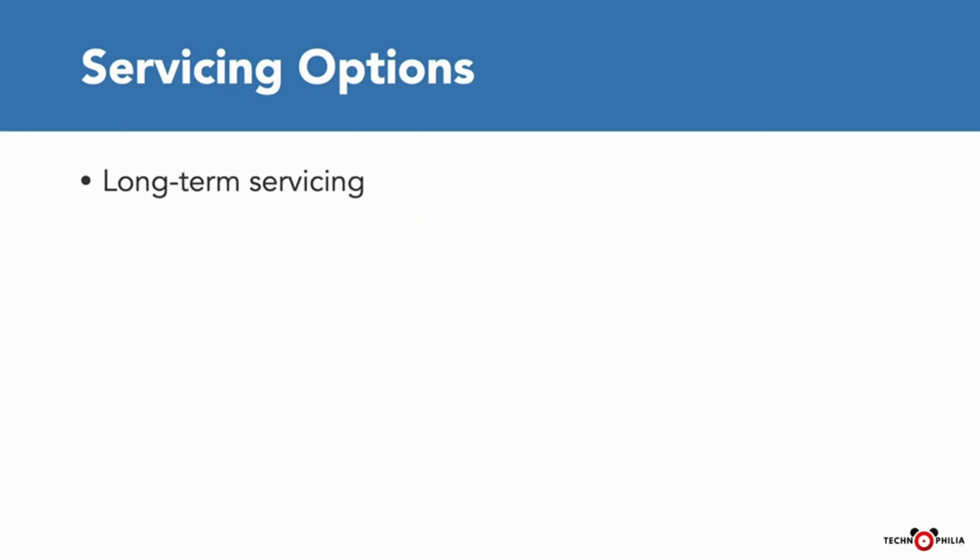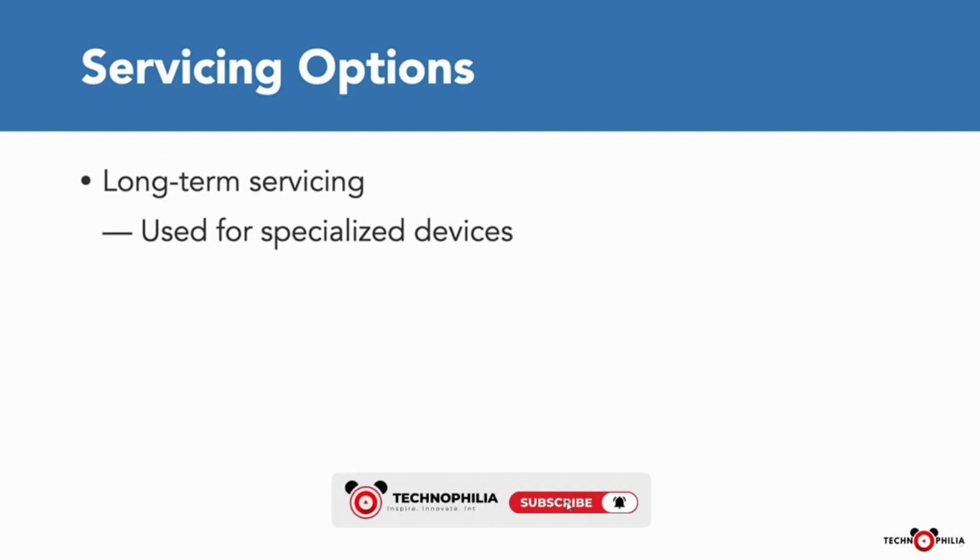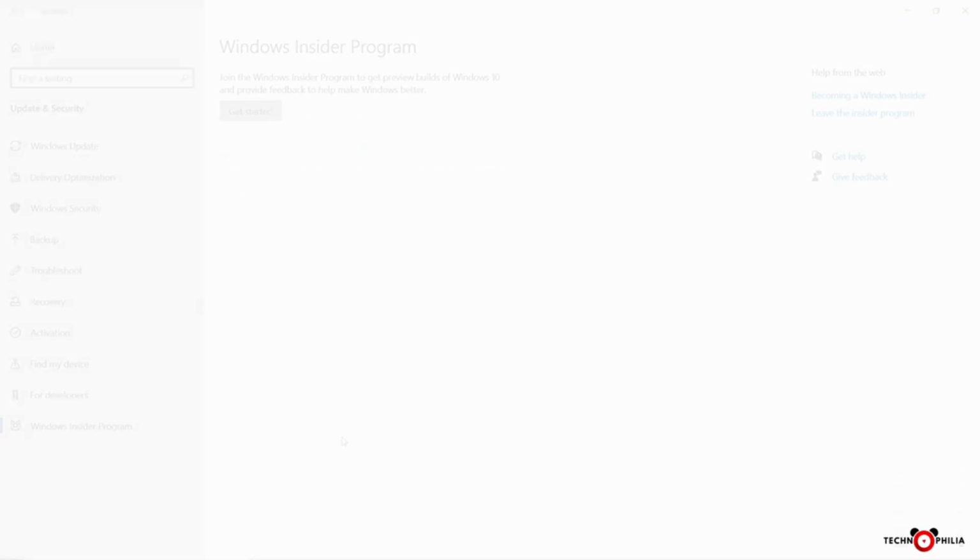The long-term servicing channel is designed to be used only for specialized devices, which typically don't run things like Microsoft Office. These are usually devices that control medical equipment or are used on bank teller machines or ATM machines, for example. In this channel, the device receives new feature releases every 2 or 3 years.